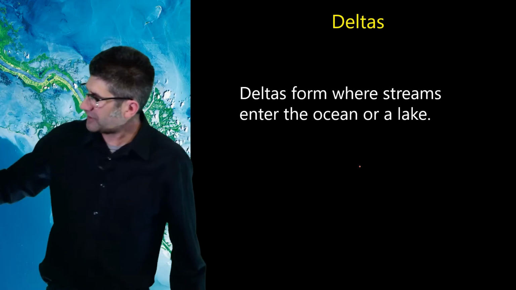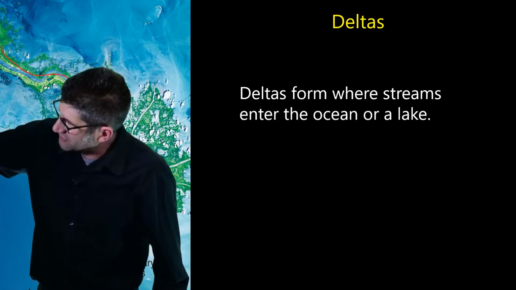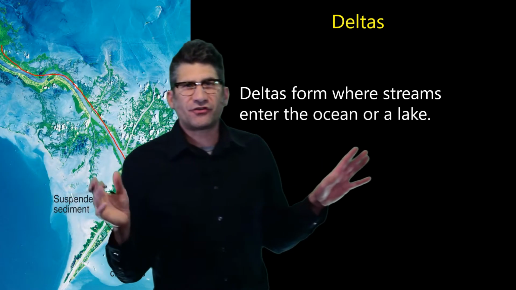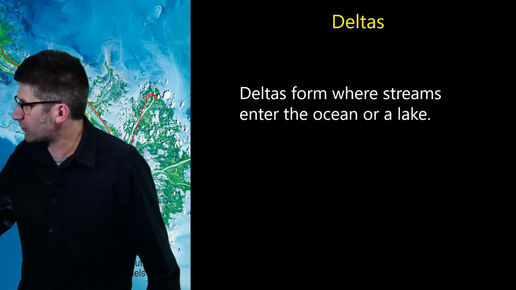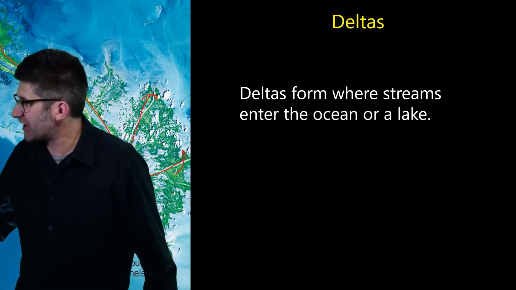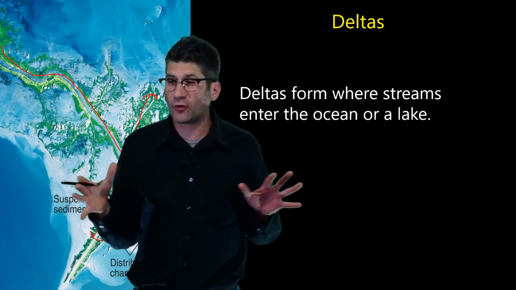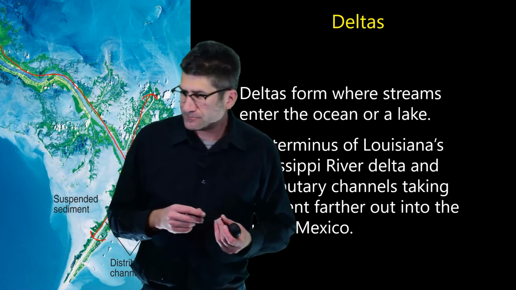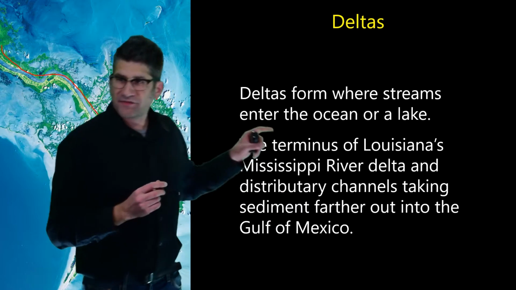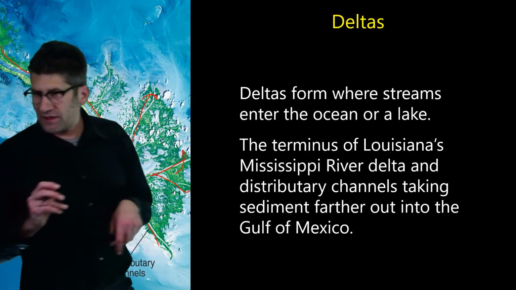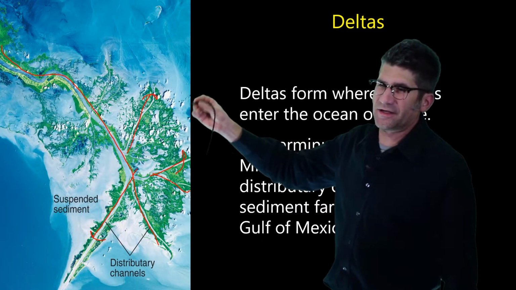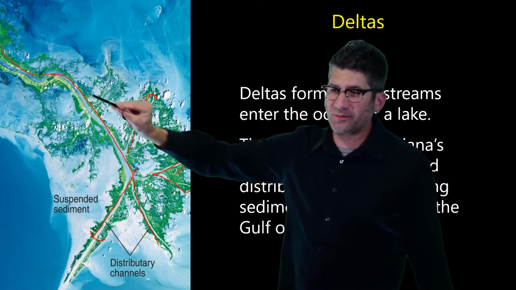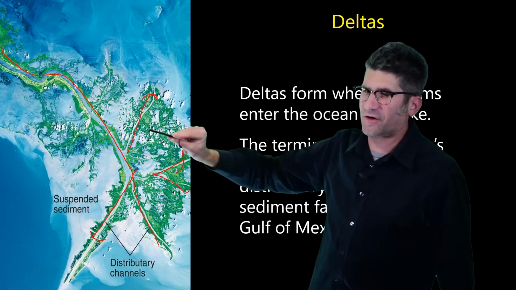And so here is the delta for the Mississippi River. This is the main channel of the Mississippi, but here at the end of a river system, you end up with what's called the distributary system, where you have multiple channels where you've got water flowing out, and each one of these channels is carrying sediment that dumps out, forming a delta. So basically here, the lower half of Louisiana is essentially a big delta, and then this distributary network takes the sediment farther and farther out into the Gulf of Mexico.